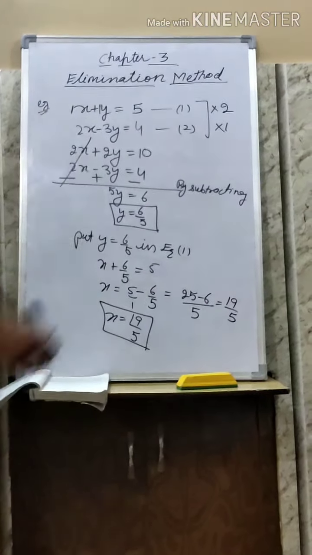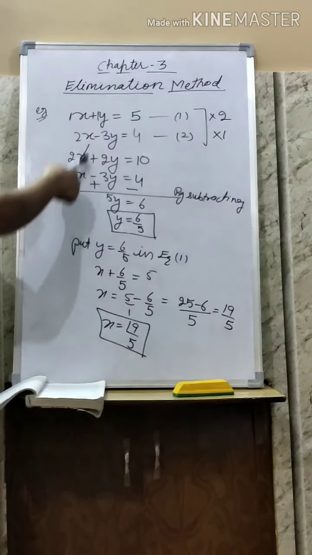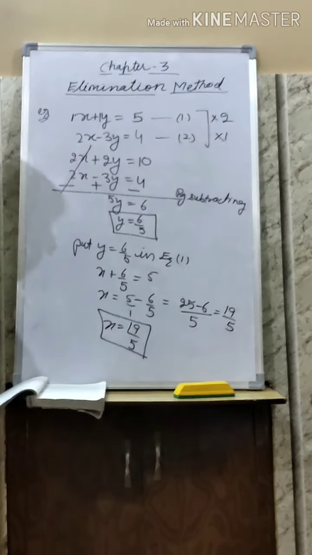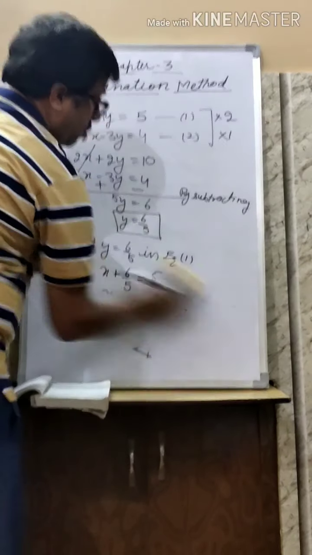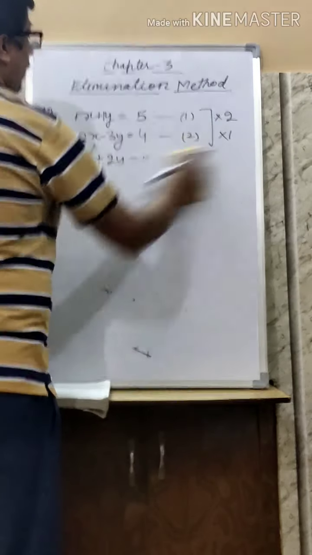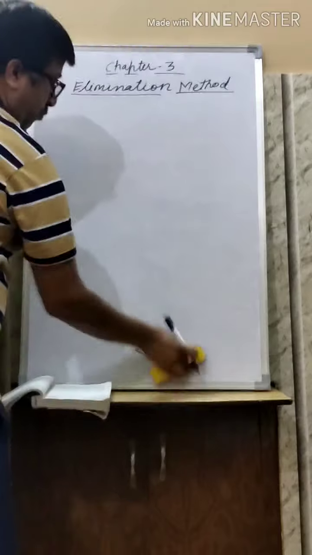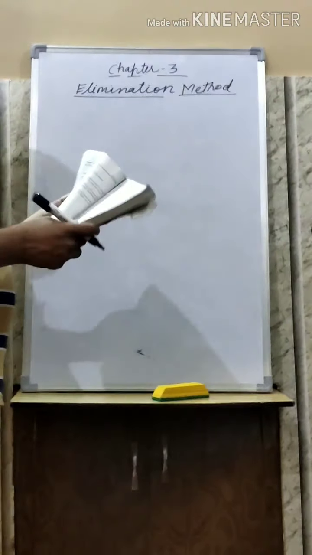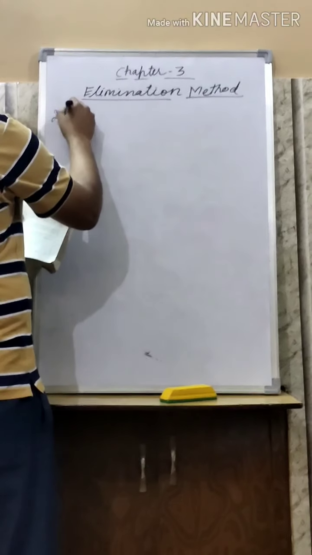You make the coefficient of x equal. When you make them equal and then subtract, this cancels, this is eliminated. So this method is called the elimination method. Now one more word problem I am taking, and in the word problem I will explain this method again. Look at the second question, second part.